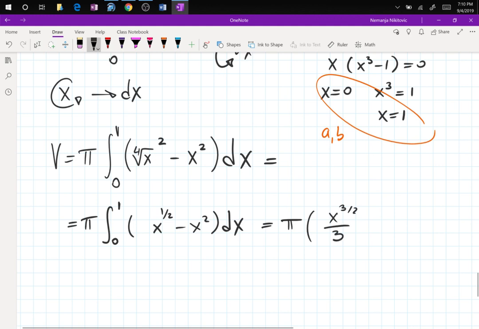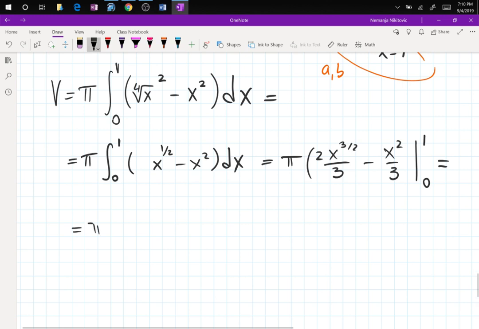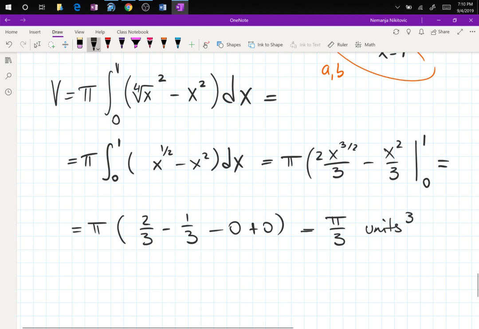So pi, integrating now, the integral of x to the 1 half is x to the 3 halves divided by 3, and you can put a half on top right away to deal with the double fraction faster, minus, and you have now x squared over 3. Well, this is awesome, right, 0 to 1, because both of these have a common denominator now. Plug in 1, we get 2/3 minus 1/3, and then plug in 0 is just a whole bunch of zeros, and the answer is pi over 3 units cubed, because whether centimeters or inches, when you measure, you get to convert those units to something else.